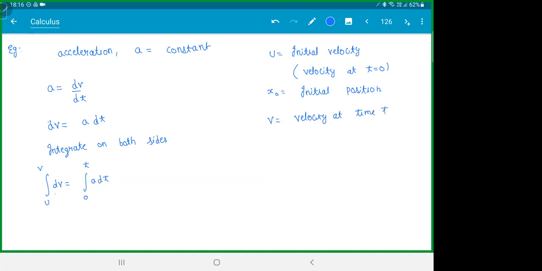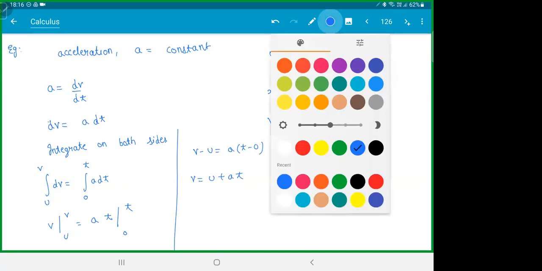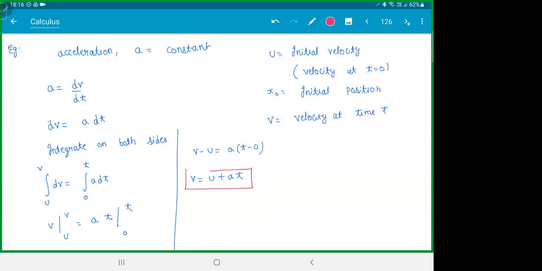So this dv is nothing but the integration of v to the power 1. So v limits will go from u to v. a is a constant that comes out of the integral. You'll get t. Limits will go from 0 to t. So this will be v minus u is equal to a into t minus 0. We get v is equal to u plus at. This is your first equation of dynamics.